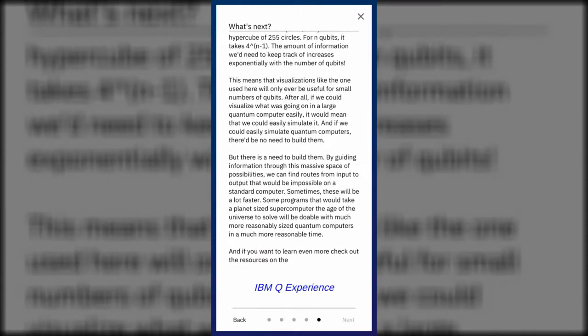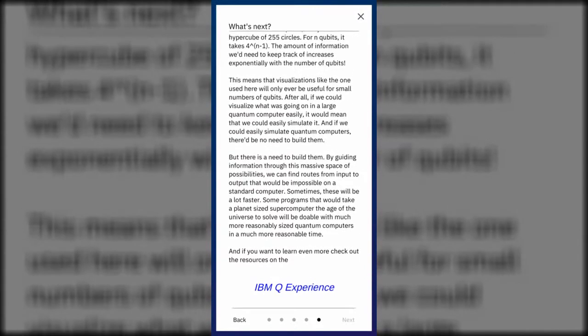You have it. But there is a need to build them. By guiding information through the massive space of possibilities, we can find routes from input to output that would be impossible on a standard computer. Sometimes this will be a lot faster. Some programs that would take a planet-sized supercomputer the age of the universe to solve will be doable with much more reasonable sized quantum computers.